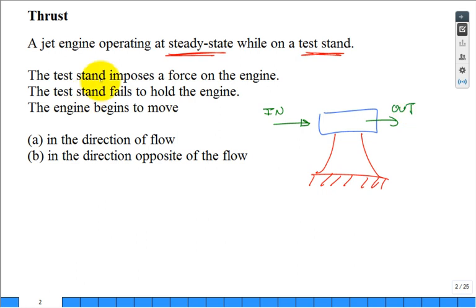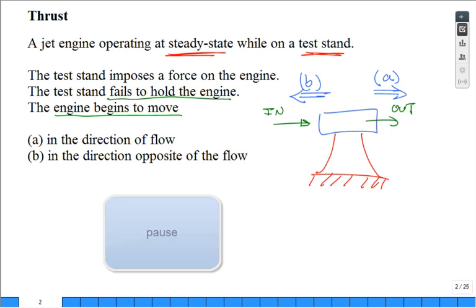All right. The test stand imposes a force on the engine. The test stand fails to hold the engine in place. Maybe when you get it up to full power, a bolt breaks or something shears. The stand holding the engine stationary fails. Which direction will the engine begin to move if the stand fails? Will the engine move in the direction of flow? That's the direction of flow, answer A. Or will the engine lurch or move in the direction opposite of flow? So this is answer A, the direction of flow, or answer B. Hopefully that question makes sense. Let me let you answer it.